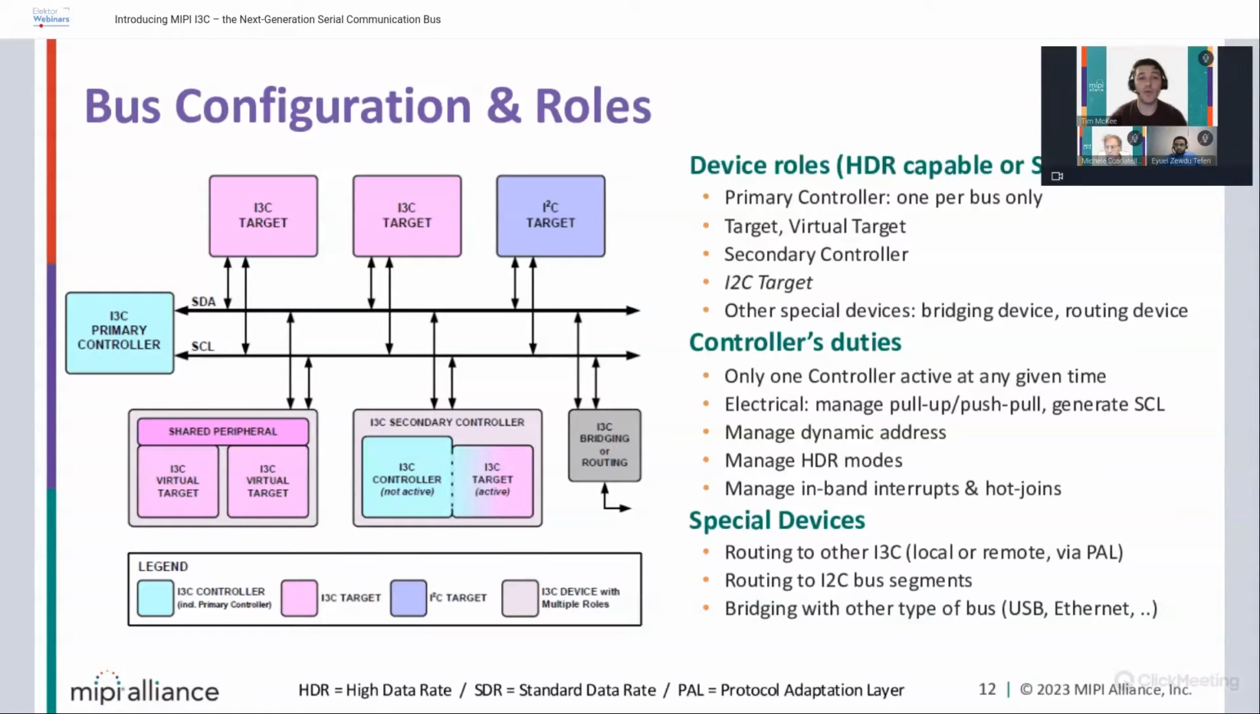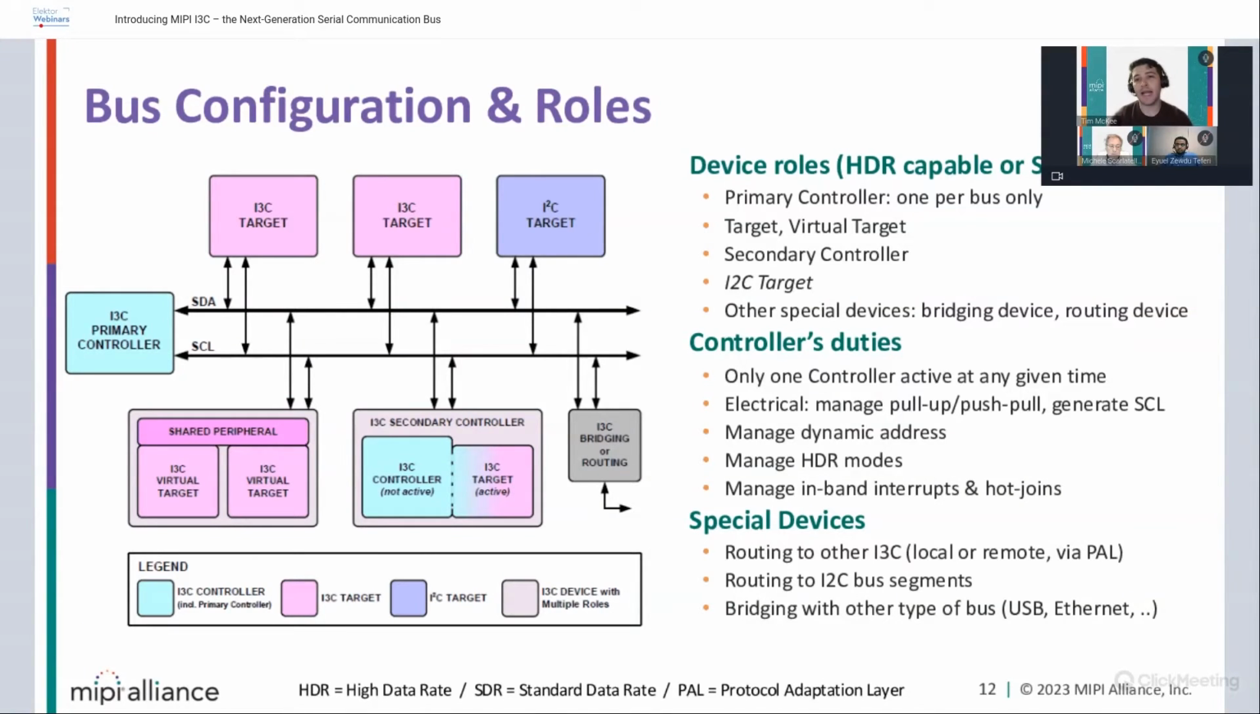So talking about the roles and configurations, I mentioned the primary controller and the target. Those are our main roles within the I3C technology. For a primary controller, there's only one per bus. For targets, there can be many, and within a target, there can actually be virtual targets. So if you have a device that you want to separate into basically different devices, that is built into our spec with our virtual targets.